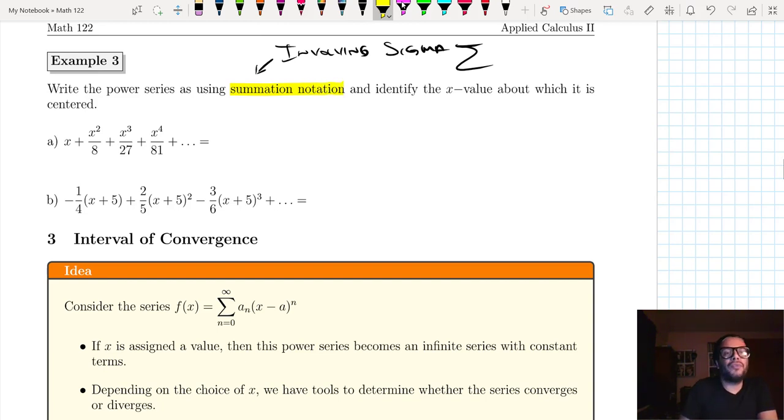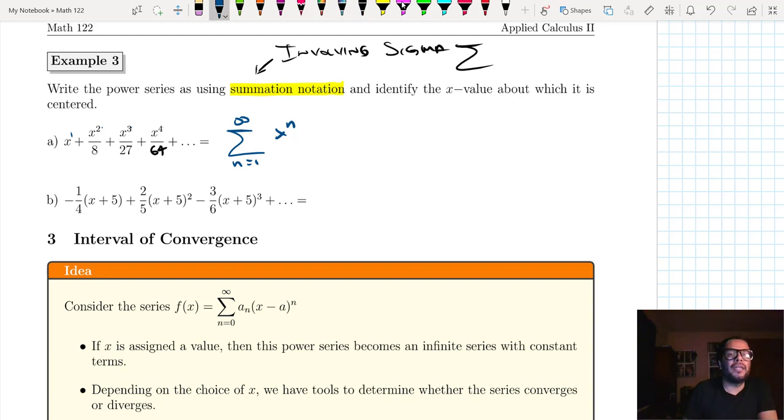Okay, so let's find a pattern here. Notice the powers of x are 1, 2, 3, 4. Okay, so if we start our series at n equals 1, goes all the way to infinity, we are going to have x to the nth power. However, and by the way, there's a little typo here. It shouldn't be 81. This should be 64.